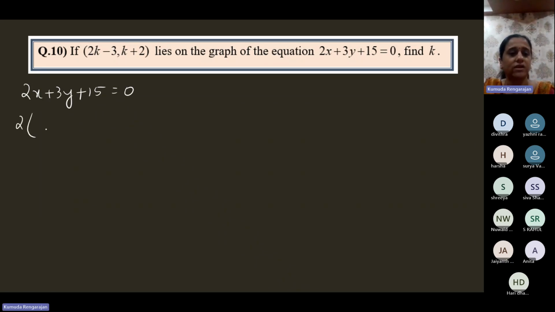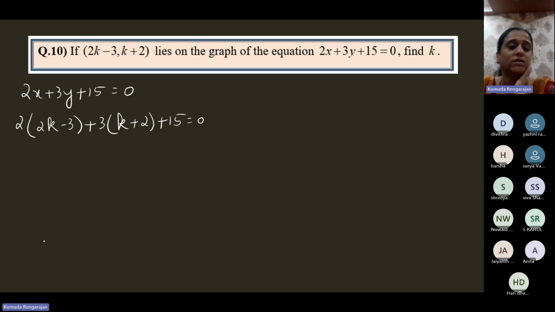So x is 2k minus 3, plus 3 into y, which is k plus 2, plus 15 is equal to 0. What have we done? For 2x, we've written 2 into what is x, 2k minus 3 in bracket, plus 3y. What's y? k plus 2. So 3 into k plus 2 plus 15 is equal to 0. Help me open the bracket. Fast.